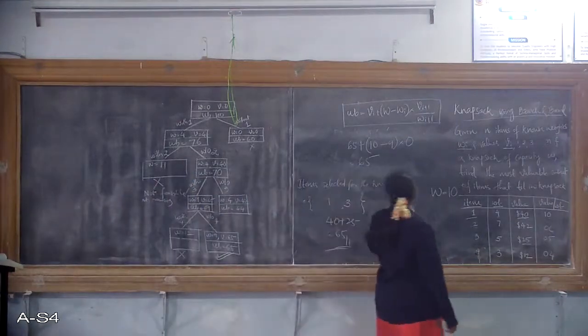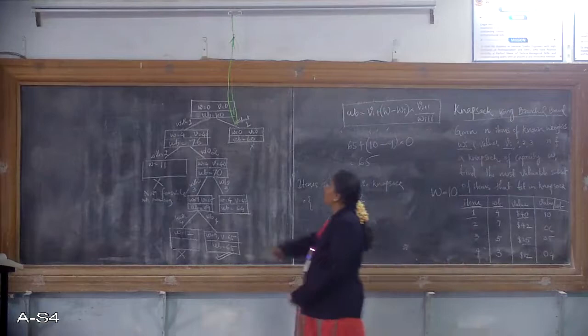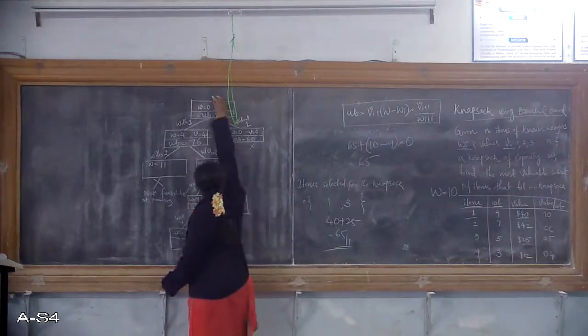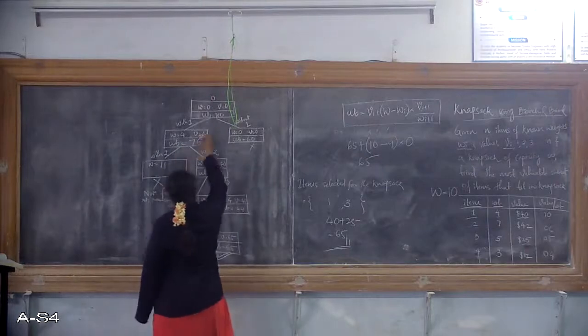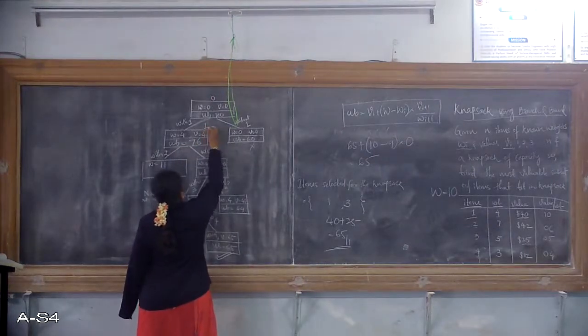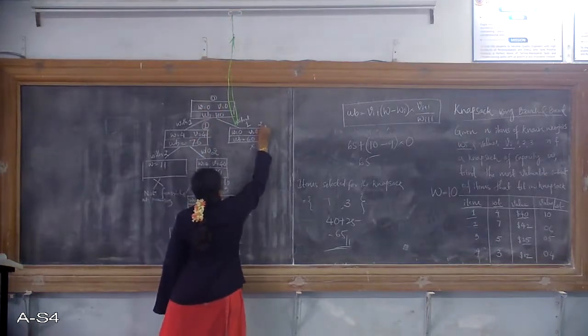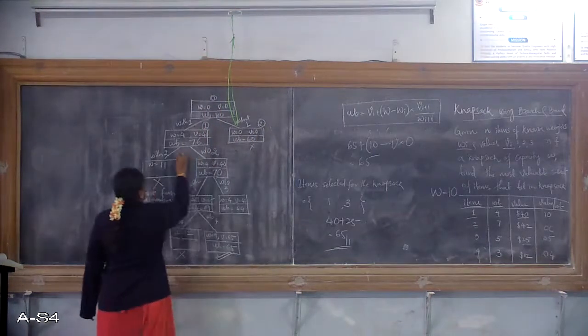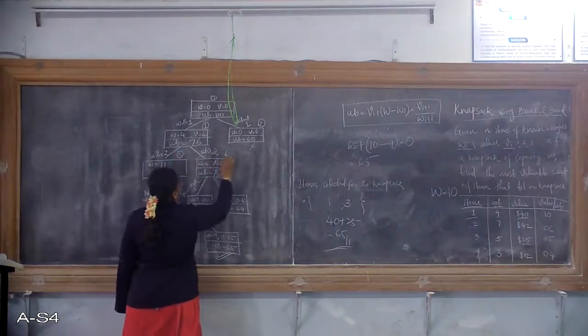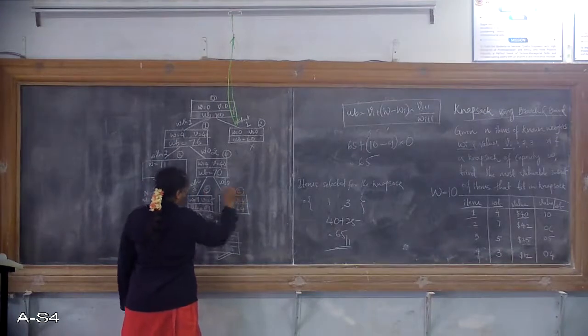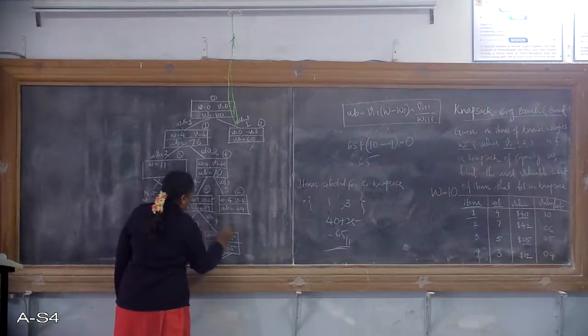Right? So this is a state space tree. When none of the items is selected, it is node number 0. This is node number 1, I'll write it in the circle. This is node number 2, this is node number 3. This is 4, this is 5, 6, 7, and 8.